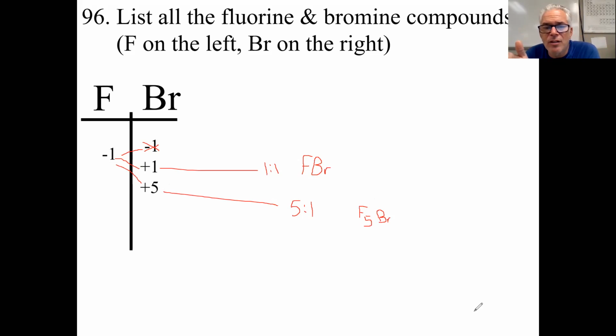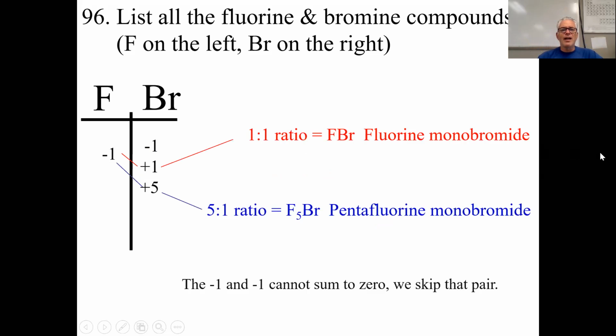Now, these oxidation states are a system of numbers that scientists have figured out to put down on paper so we can figure out what combinations are possible. It's a little more complicated than that, but we don't have to worry about it. We got the 1-to-1 and the 5-to-1. Fluorine monobromide in a 1-to-1 ratio, or we have pentafluorine monobromide. And at the bottom in black, the negative and the negative cancel to 0, so we have to skip that pair. We just crossed out the Br.